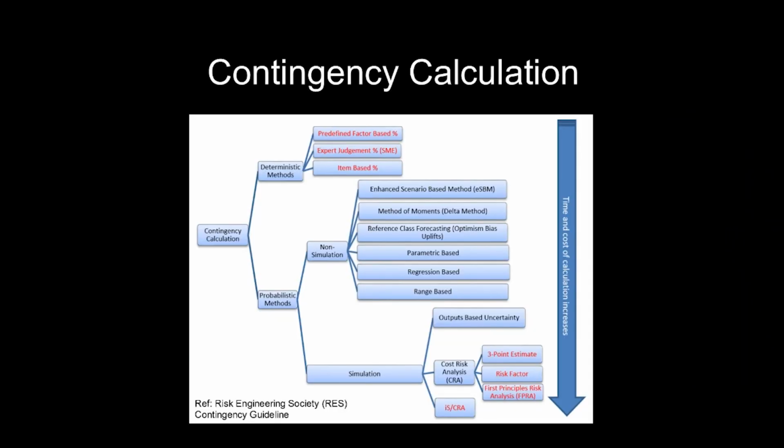First, contingency calculation. As you can see, the common methods for cost contingency calculation are generally divided into 2 groups, deterministic and probabilistic methods. While the required time and cost of calculation increases from the basic predefined factor-based percentage to integrated schedule cost-risk analysis, I would like to highlight that both deterministic and probabilistic methods can be accurately and reasonably used to calculate a realistic contingency allowance for projects, depending on the phase of the investment lifecycle, availability and quality of project data, historical information, organization's maturity, and project-specific requirements.